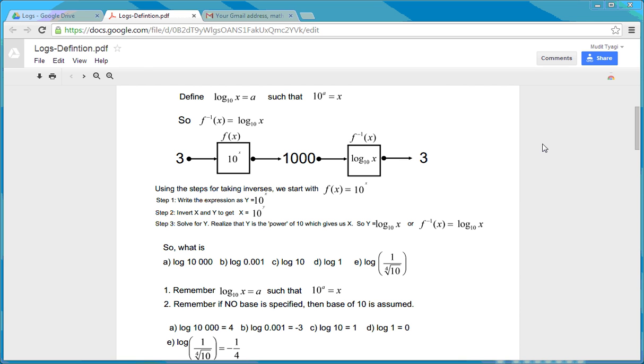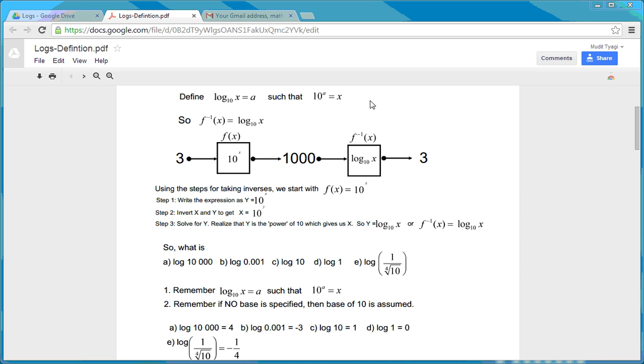So let's continue looking at the definition of logs. Remember from the last lesson we defined log of x to the base 10 equals a means that when 10 is raised to the power of a we get x. So a is the exponent to which 10 should be raised so that we end up getting x. So log of x to the base 10 is the value that should be used as the power of 10 in order to obtain x. That's just the definition of logs.